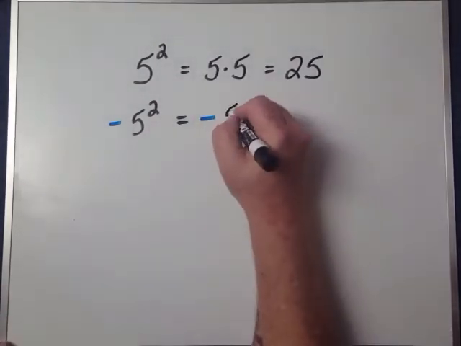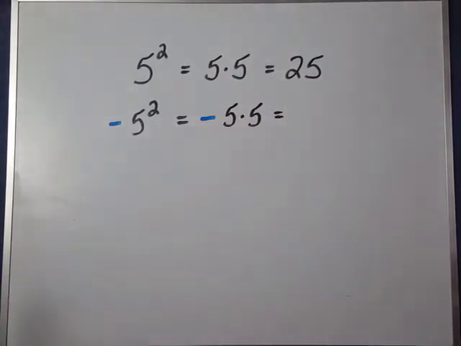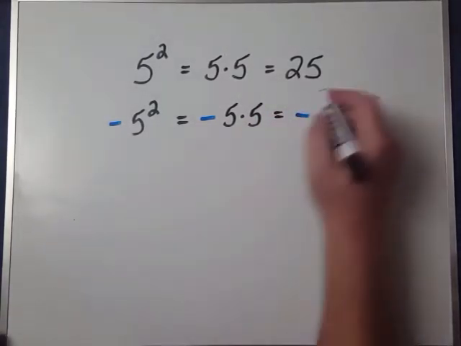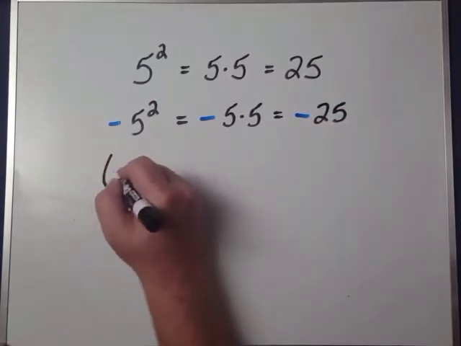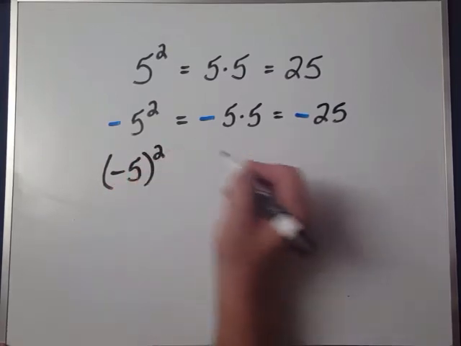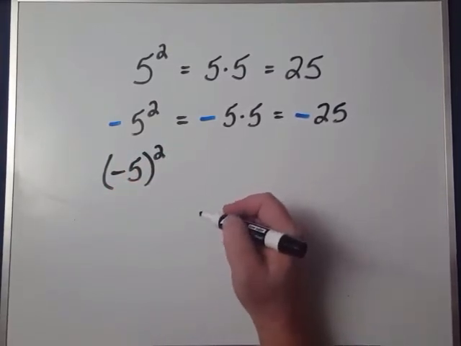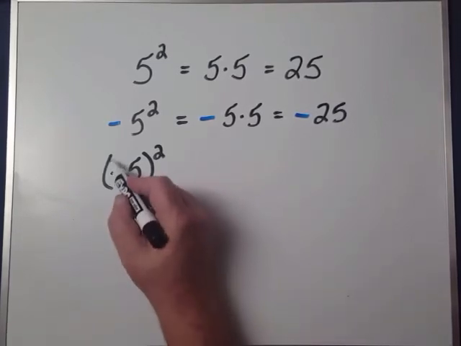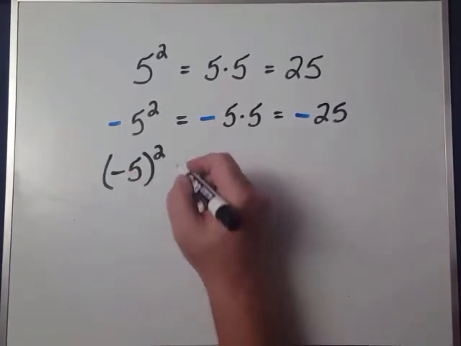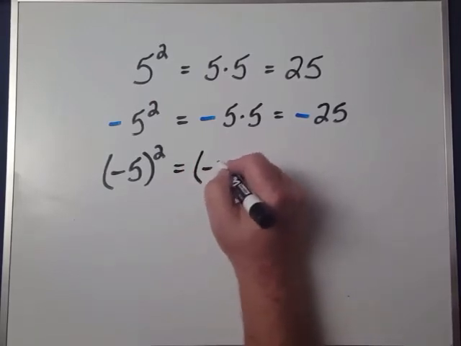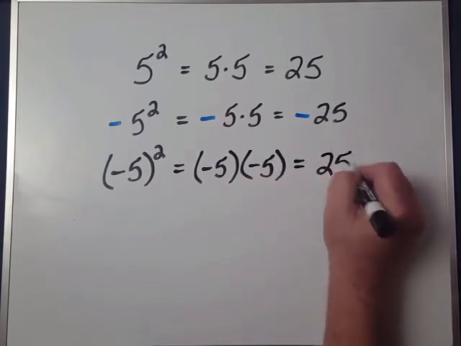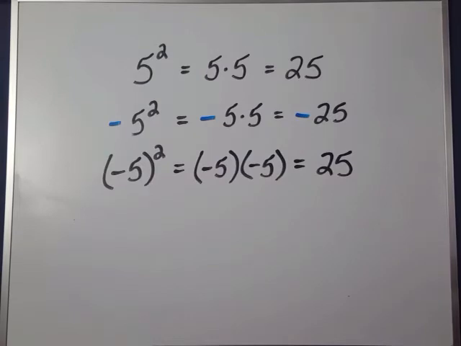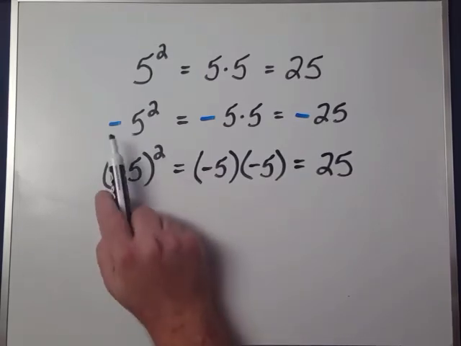5 squared is 5 times 5. And so this is negative 25. Compare that to negative 5 squared, with parentheses. Now what's the base of the exponent? Now what's being squared? The whole negative 5, the whole thing. So what's being multiplied times itself? The negative 5. And this will give me a positive 25. So watch very carefully on those signs. If there are no parentheses, that negative's just floating.